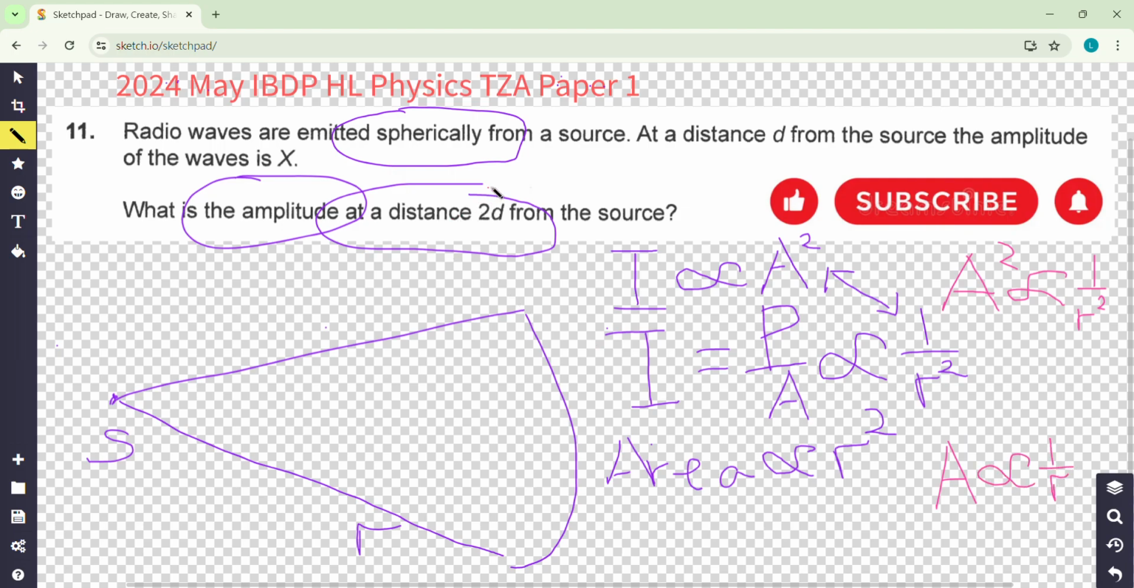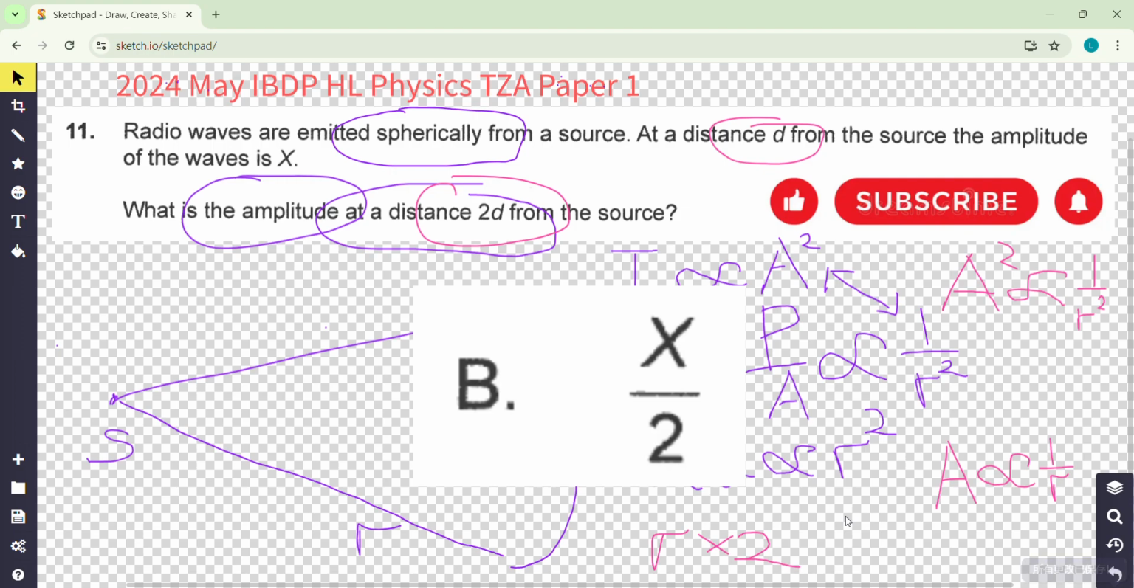So when the distance changes from d to 2d, r doubles. So what will happen to the amplitude? Yes, you got it. The amplitude will drop from A to A over 2.